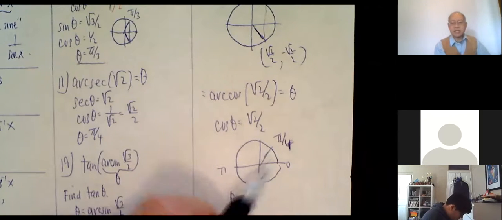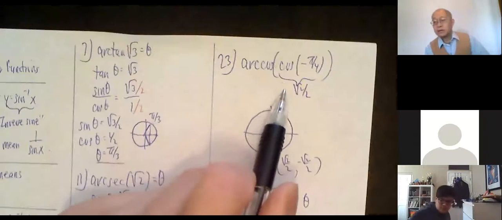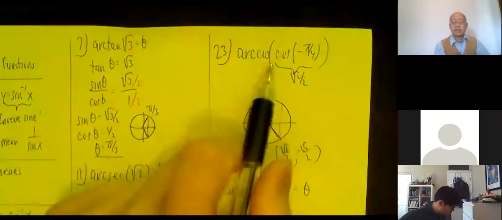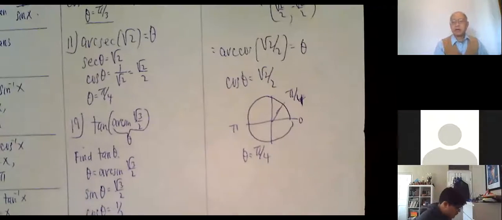So you can see in this instance, it didn't work the same way. In this case, the final answer is just pi over 4.